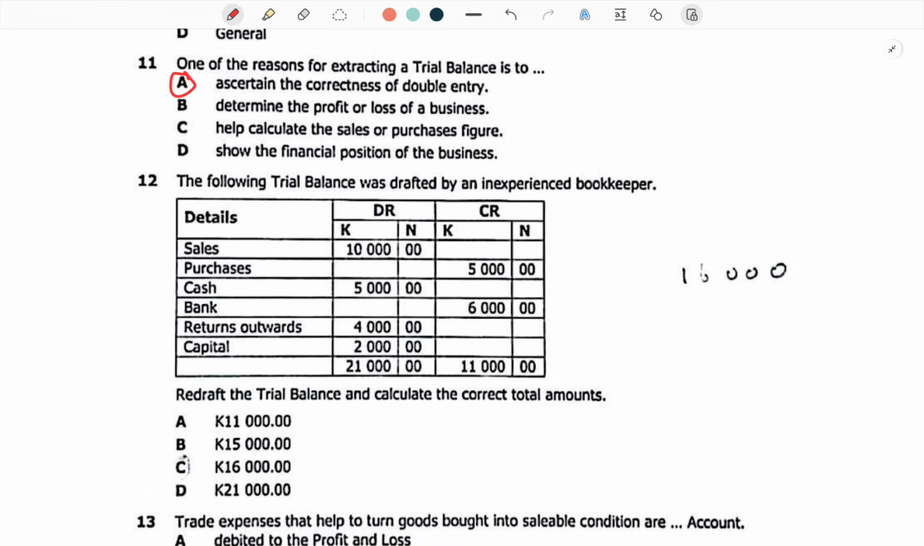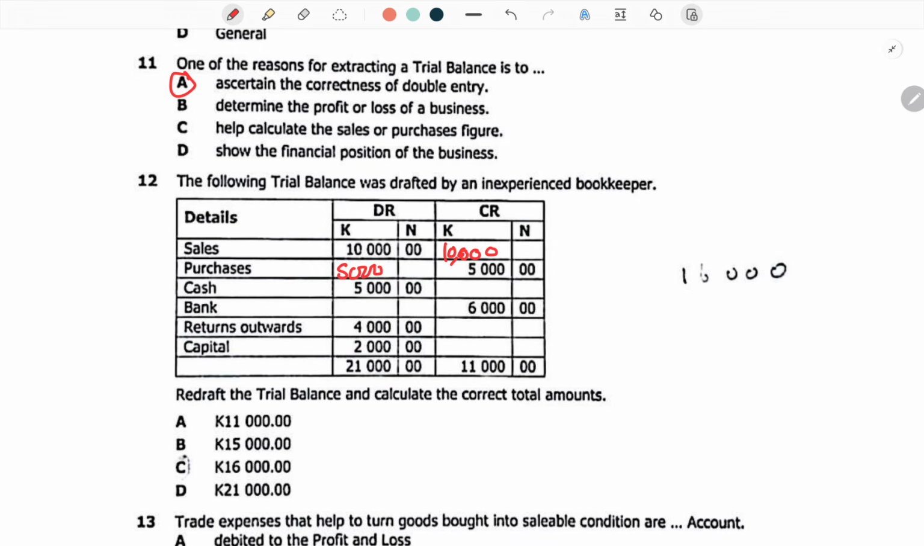Now, sales: you are selling something, but money is coming into the business, so you credit them. So sales are going to come here. Then you come to your purchases. Purchases, you are releasing money out from your business, you are receiving something. So money is leaving the business, debit.